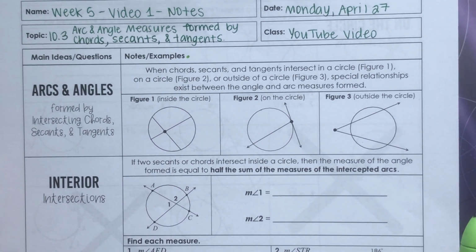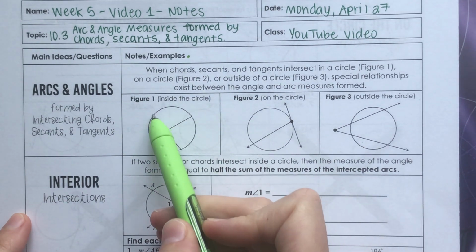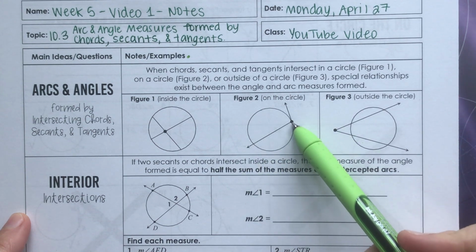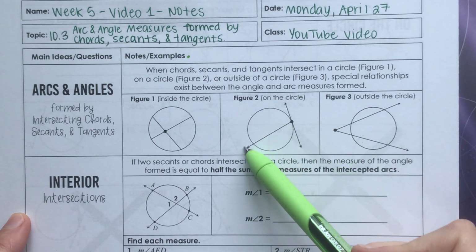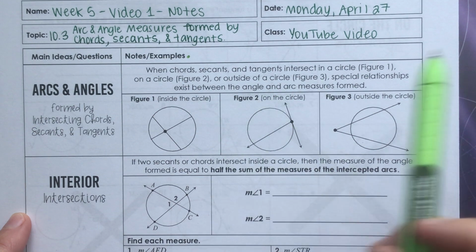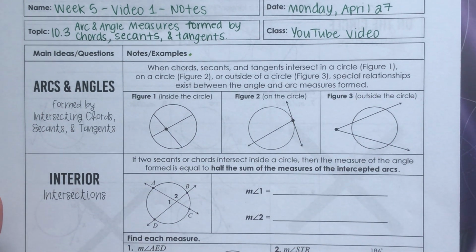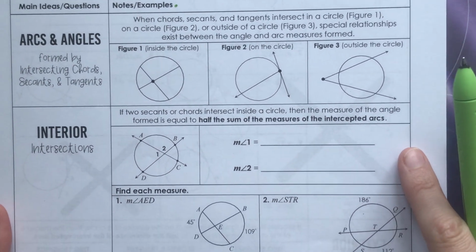So today, like I said, we're going to be talking about arcs and angles that are formed by intersecting chords, secants, and tangents. So let's do a couple examples here. When chords, secants, and tangents intersect inside a circle, like in figure 1, on a circle, so just at one point on the circle itself, or outside of a circle, special relationships exist between the angle and the arc measures that are formed.